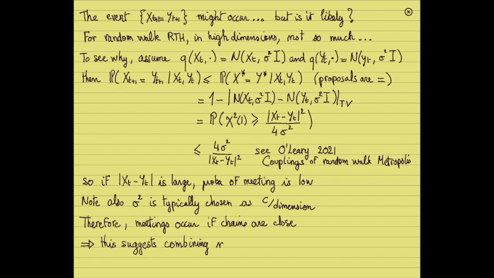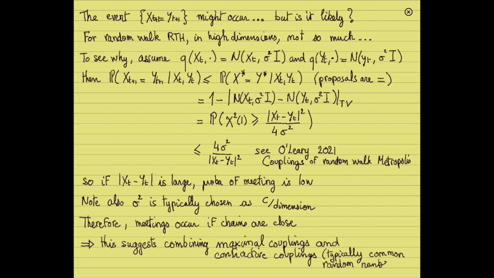So this suggests that using maximal couplings alone might not work really well, because unless by chance the two chains happen to be close by, the chance of meeting is typically low. But perhaps we can combine those maximal couplings with other types of couplings that would be contractive, such that the chains would be designed to get closer to one another as time progresses, and then meetings are more likely under the maximal couplings. And for contractions, we will look at common random numbers strategies. So we'll look at contraction couplings, and then we'll talk about how to combine different types of couplings.